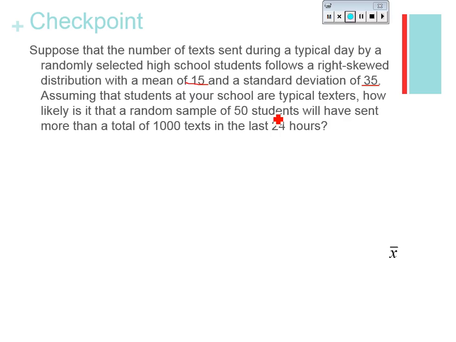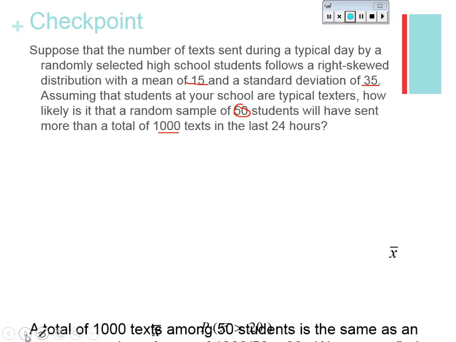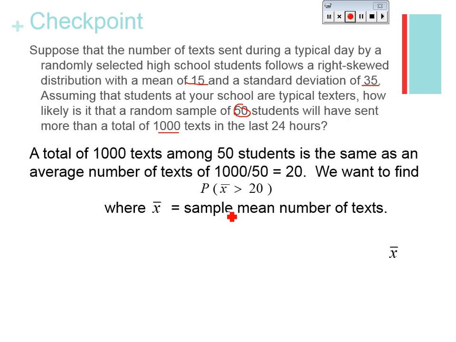Assuming that the students at your school are typical texters, how likely is it that a random sample of 50 students will have sent more than 1,000 texts in the last 24 hours? So to answer this, what I'm looking for is the probability that one student will average, in this case, 20 or more texts. If we know that 1,000 texts were sent by 50 students, then on average 20 texts per student were in fact sent.